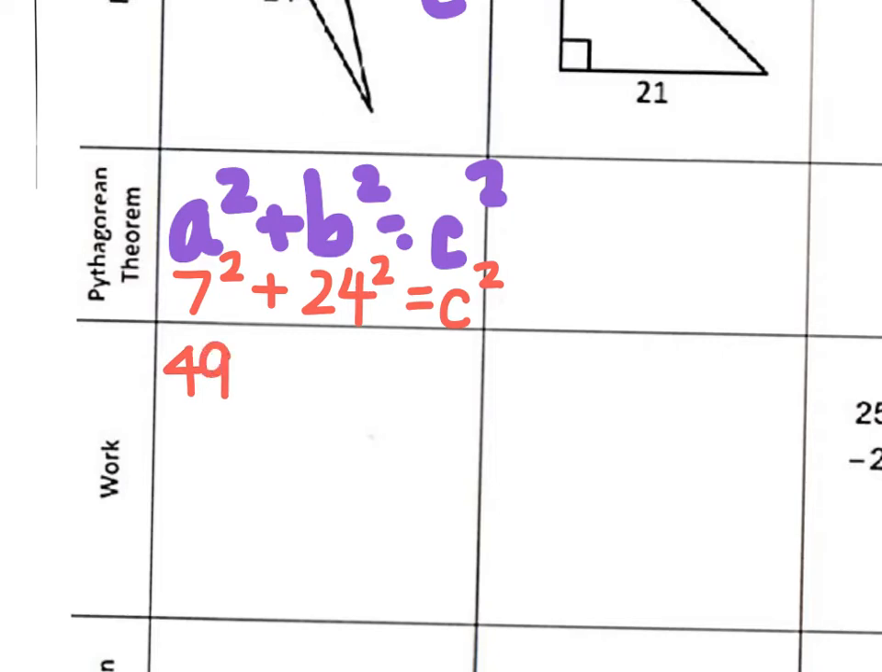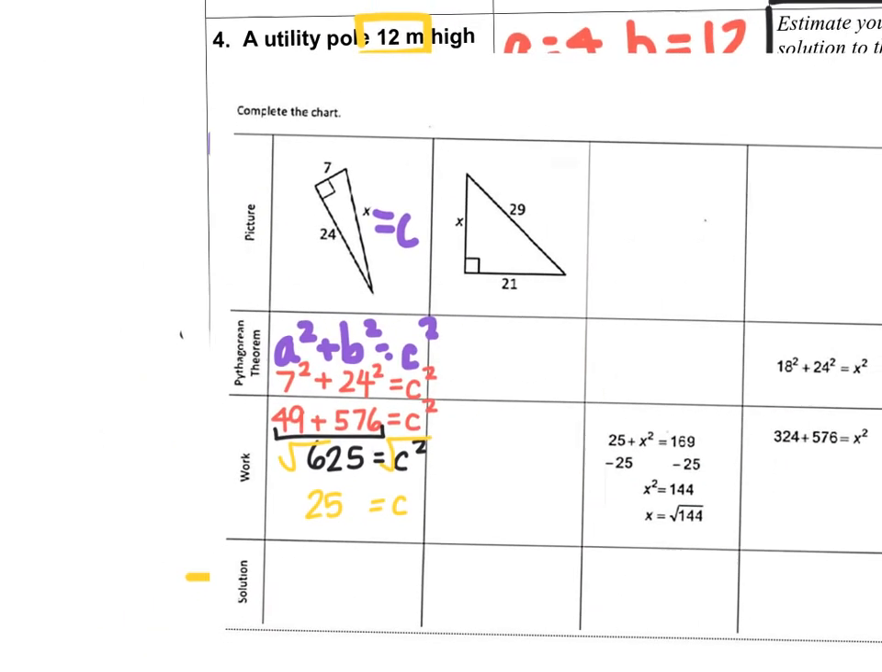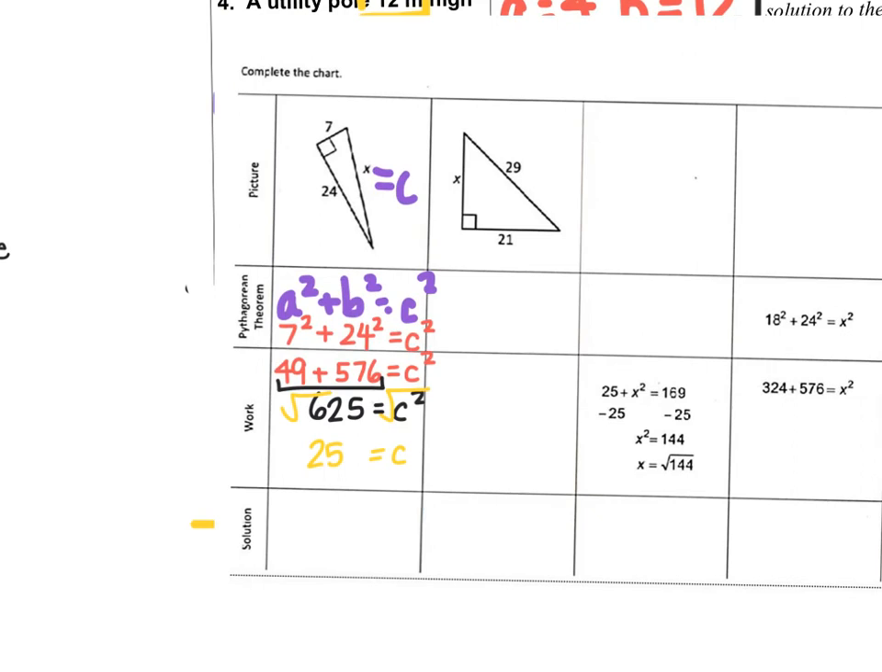So 49 is 7 squared, 576 is 24 squared, and we're looking for c squared. We'll simply add these two terms together because they are like terms, and we have 625 equals c squared. We'll take the square root of each side so that we find that c is equal to 25. Since there are no units on here, our solution is simply 25.